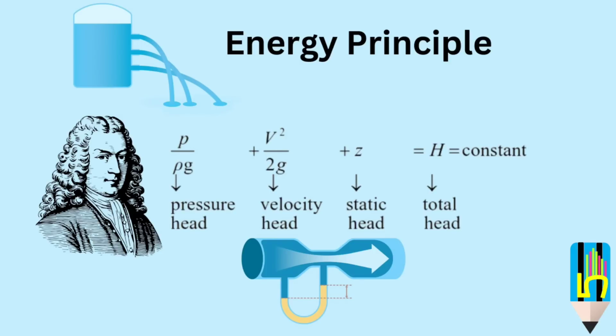Then the next term is the velocity head, and it is simply V square by 2g, where V is the velocity of the fluid that is flowing through the pipeline. So these are the general terms which are used in calculating the head of the flow that is happening through the pipeline.